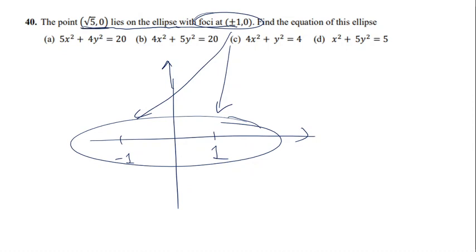The square root of 50 lies on the ellipse, so where is it? It has to be on the x-axis, right? So square root of 50 is in here. It's the only positive x value on the x-axis on the graph.